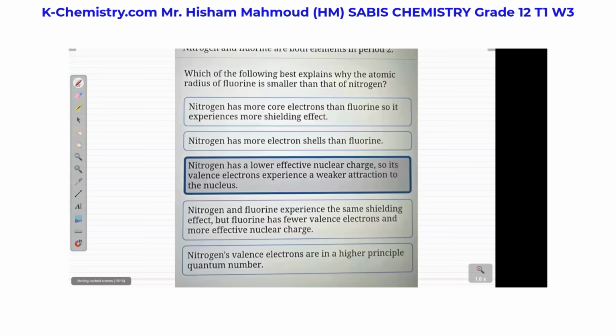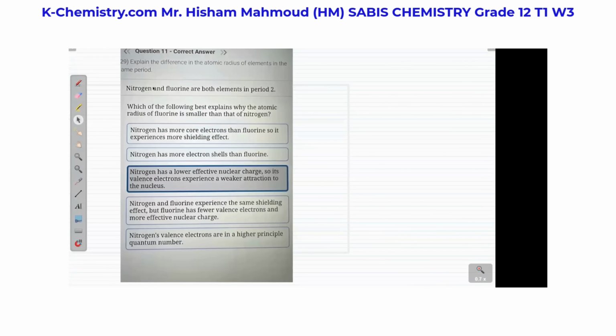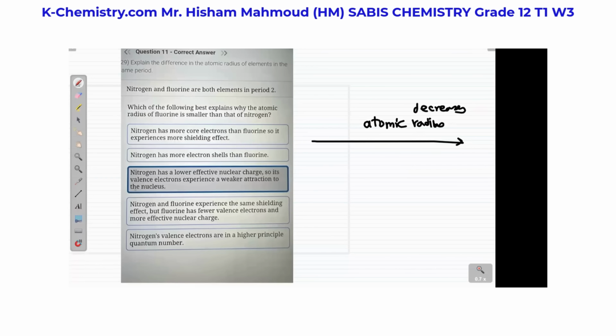Explain the difference in the atomic radius of elements in the same period. You just said that in the atomic radius, when you go to the right, the atomic radius decreases. And why did you say that? Where did we write it? We write it here. We said the atomic radius will decrease when you go to the right in the same period. Why is that? Because nitrogen, for example, and oxygen.